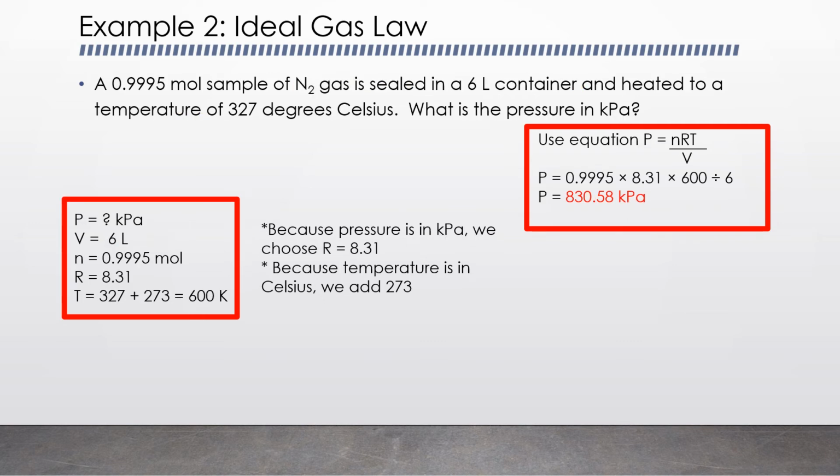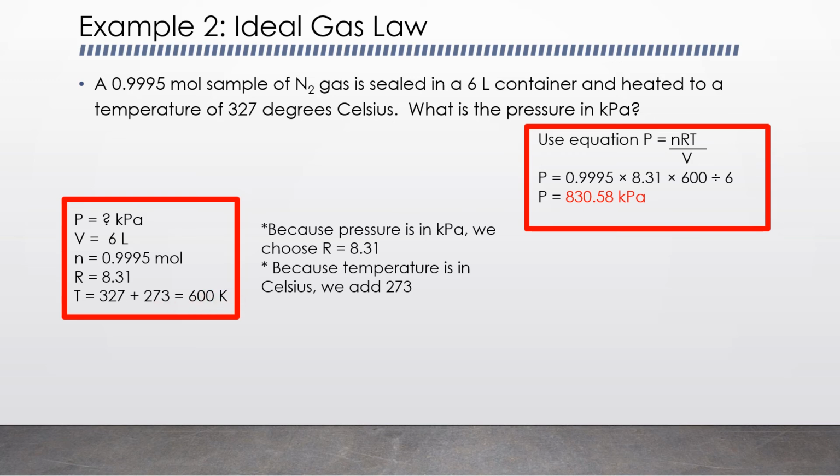All right, example 2 for ideal gas law. We will have our variables P, V, n, R, and T and fill them in as we read the question. So we have 0.9995 moles, and that's going to be our n. Nitrogen gas, and it's sealed in a 6-liter container. Liters is volume. Okay, and it's already in liters, so we don't have to change anything there. It's heated to a temperature of 327 degrees Celsius. Because temperature is in Celsius, we have to add 273. So we're going to use a temperature of 600 Kelvin.